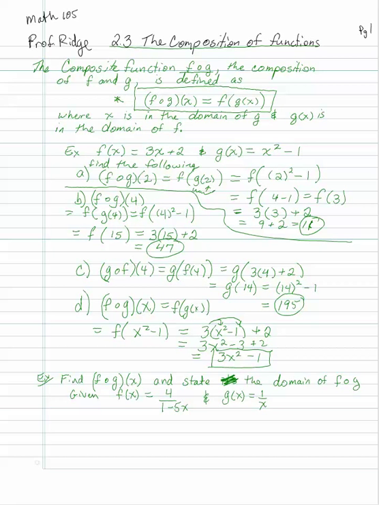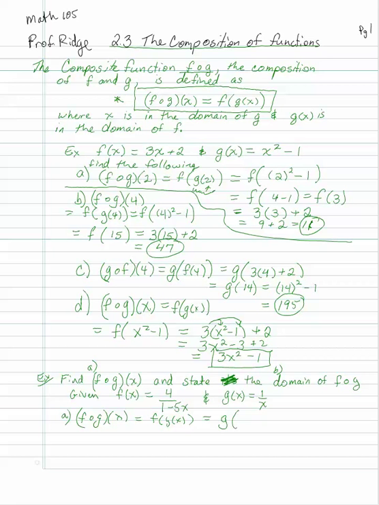Let's look at another example. Find f composed with g of x and state the domain of f composed with g, given f of x is 4 over the quantity 1 minus 5x and g of x is 1 over x. Okay, so A and B is the domain. So for A, f composed with g of x, again we're going to apply the definition. That's f of g of x.